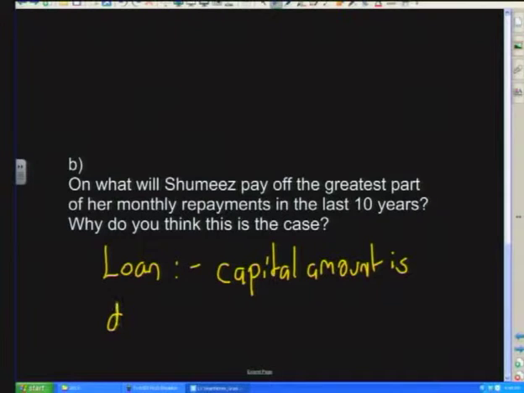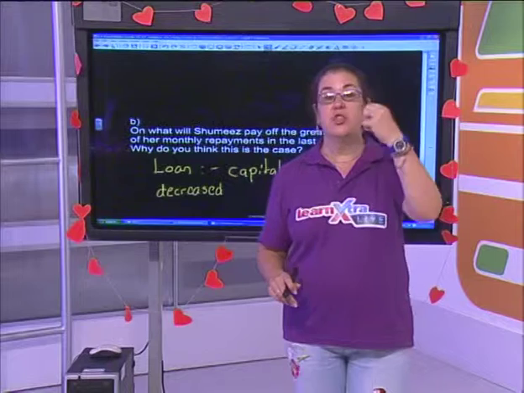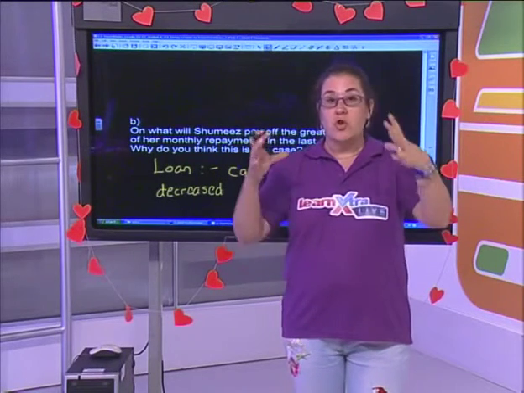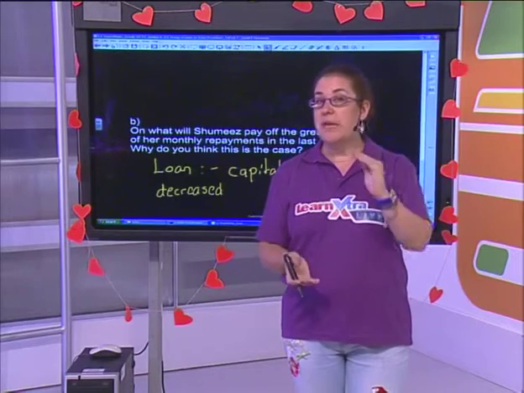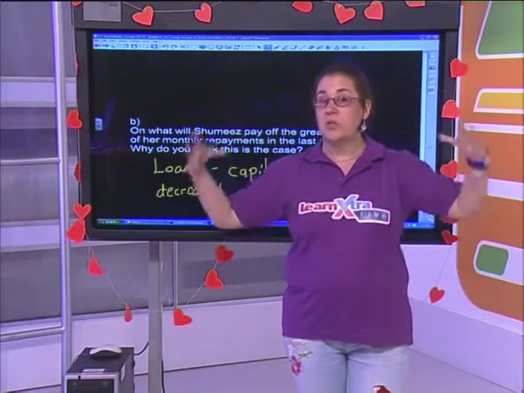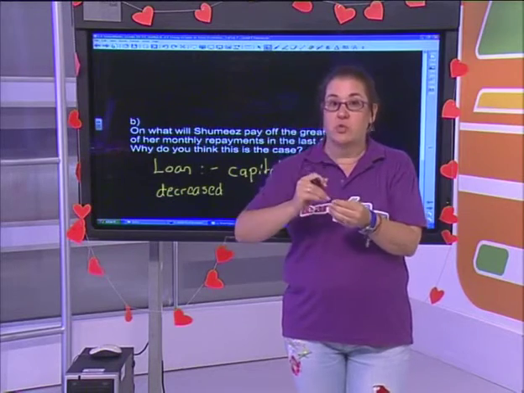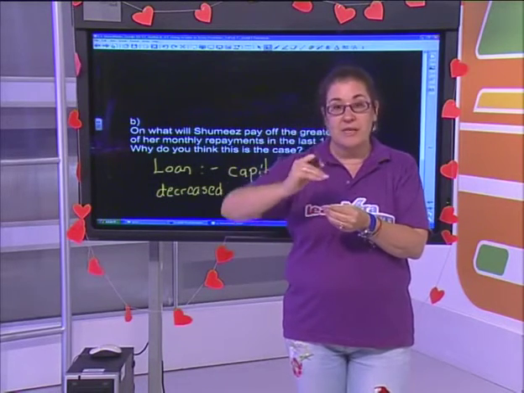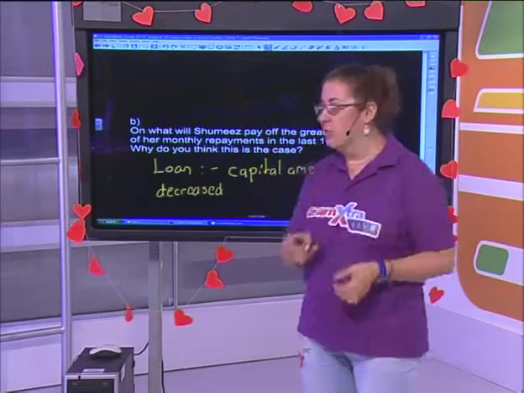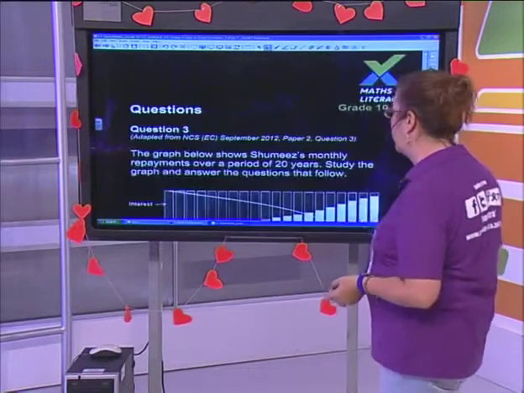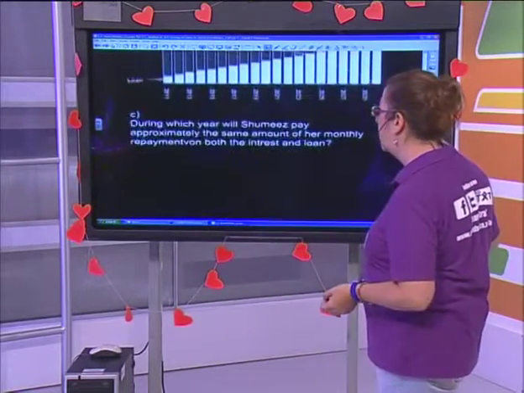So remember that your interest is calculated on how much you owe the bank. So on your actual capital amount. So in the beginning we pay a lot of interest because it's a huge amount, and as this amount gets smaller, the amount of interest we have to pay is lower and we eat more into the capital. Alright, let's move on to the next part of the question.